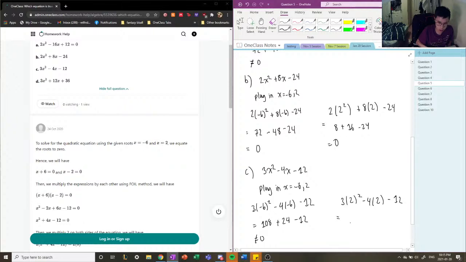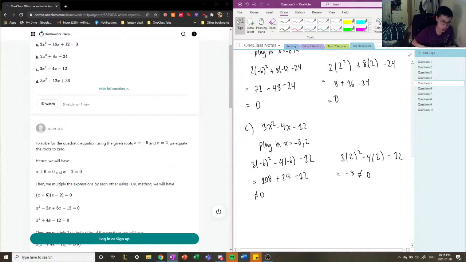And now 3 times 2 squared minus 4 times 2 minus 12. That is equal to 12 minus 8 minus 12, which is -8, which is not equal to 0. Okay, so we figured out that x equals -6 or 2 are not zeros of this quadratic function.